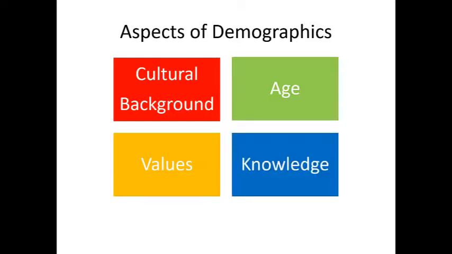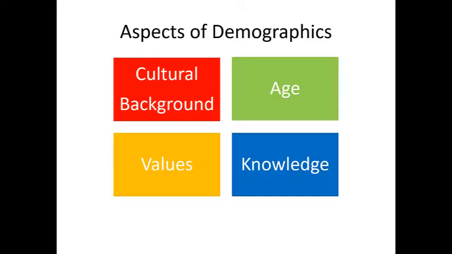And then finally, knowledge. What do they know? What do they not know? What do they need to know in light of your topic? So you're doing some analysis of the audience, their cultural background, their age, their values, and their knowledge. And based on that understanding that you develop, you make some assumptions about what you should do to change the speech, not so that it compromises your message, but so that it meets your audience where they are.